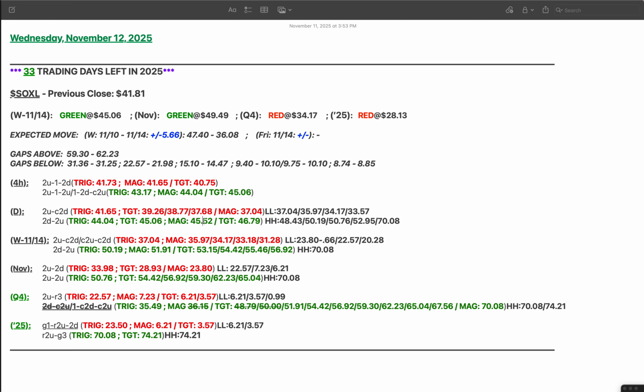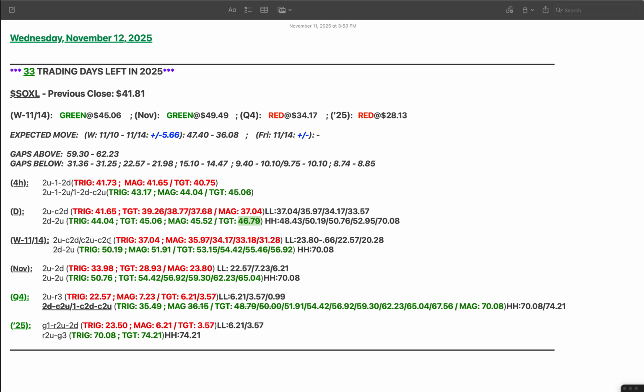But again, if we do reach magnitude and we're having a momentum day where we're actually getting some movement, not just going sideways, and we reach that 45.52, we've got an extended target of 46.79. All right. I won't go back to the charts for the week, month, quarter, and year. We're just reviewing them. Not too much has changed.